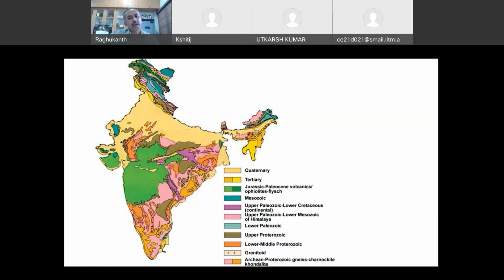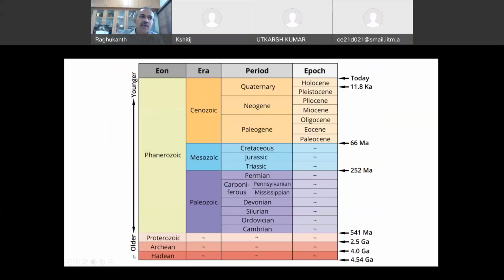So that pink color, can you read? What is that? They belong to which period or which eon? Archean. Archean means, if you see this time, you can see it is an eon basically. It is not an era or a period or epoch. It is very old, 2.5 to 4 billion years.